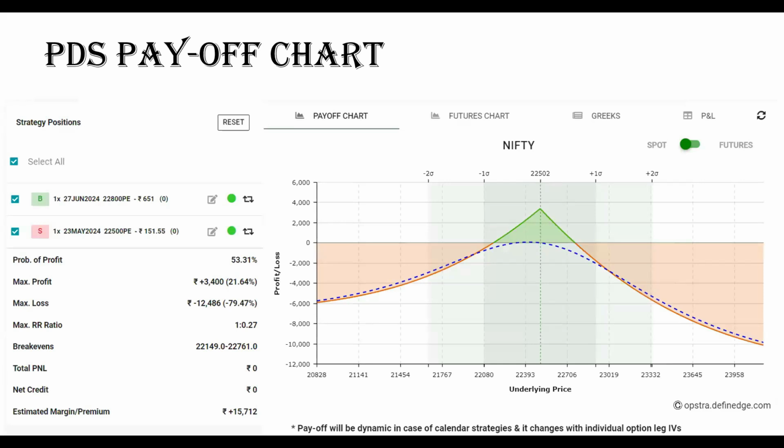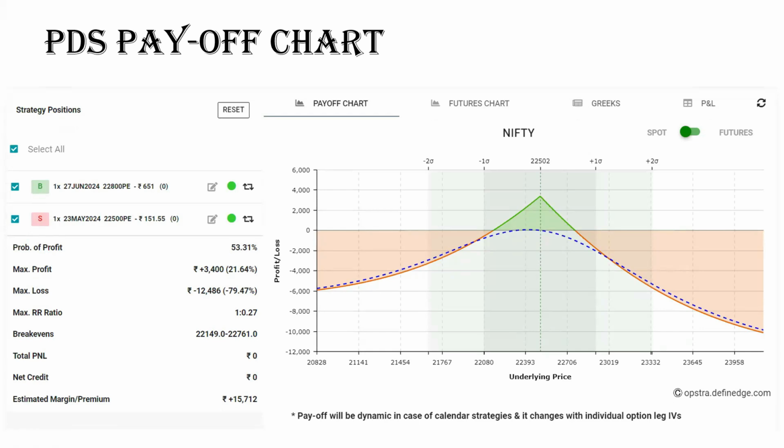Let's see the payoff chart for the put diagonal spread. What we have done is, as of now, spot is 22,500 as of the closing of last Friday's market, right? So 300 points in the money we are going. So we are selling the put option of June month, 22,800 strike.